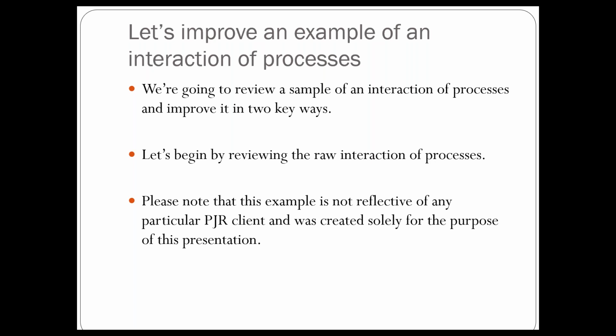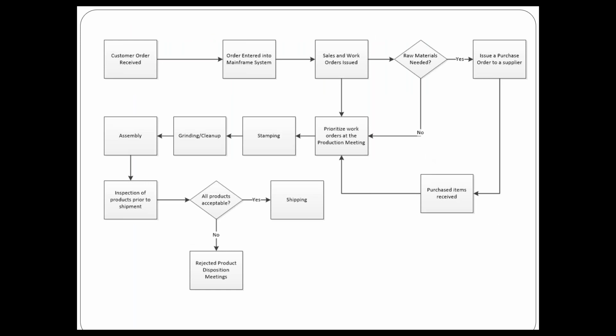What we're going to do, we're going to take an IOP and we're going to apply two improvements to it. And we're going to start by reviewing the raw IOP itself. Now, please note this example is not reflective of any particular PJR client, and it was created solely for the purpose of this presentation. So here's our raw IOP. As you can see here, we have a grand total of 12 boxes and 2 decision diamonds.